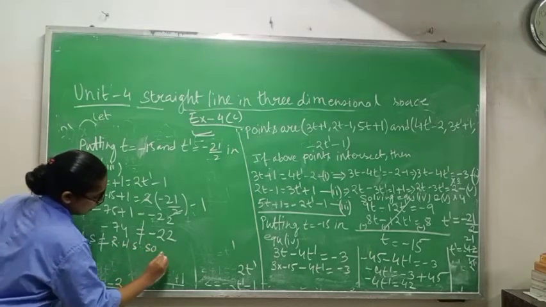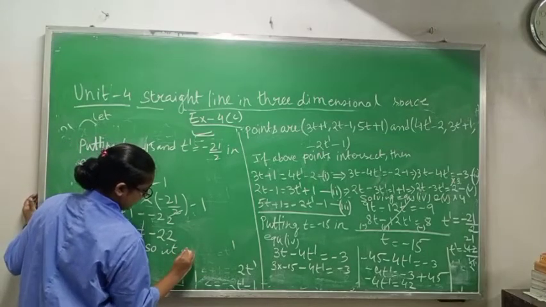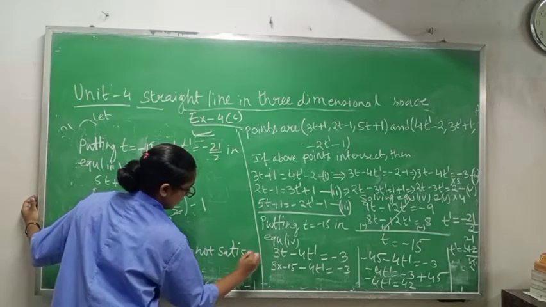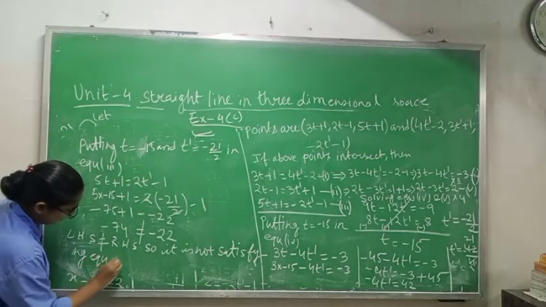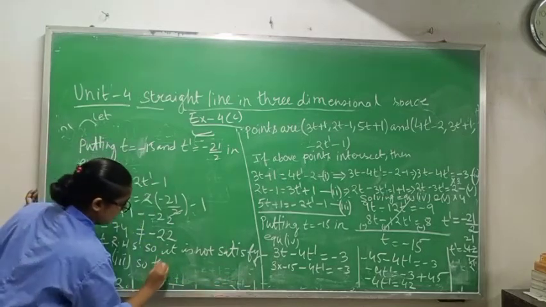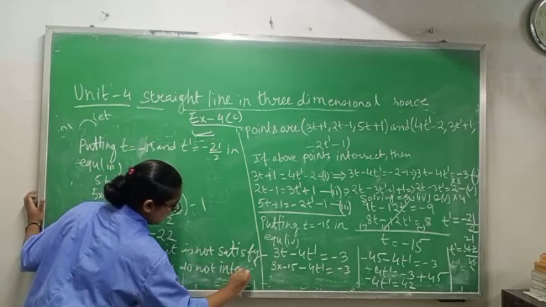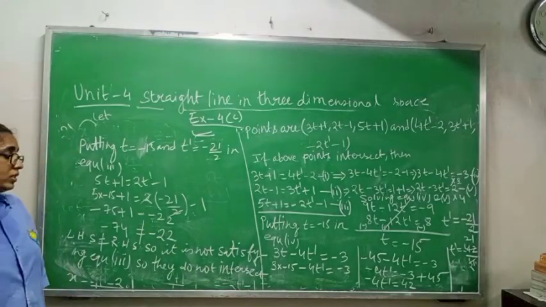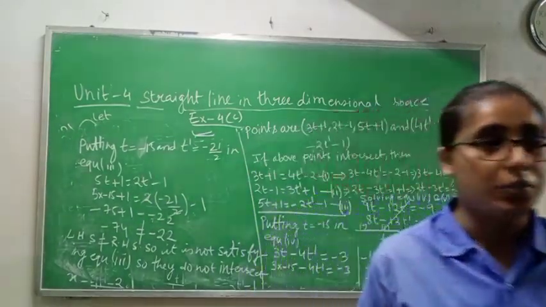So it is not satisfying equation 3, so they do not intersect. Understood? So they do not intersect. If they are not intersecting, you will not get an intersecting point also. Complete this one.